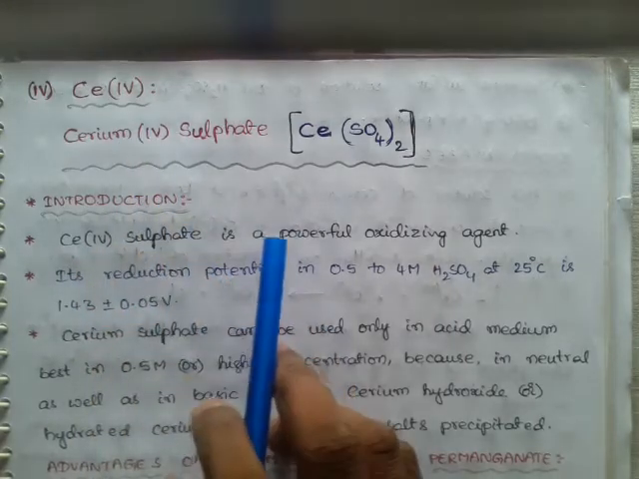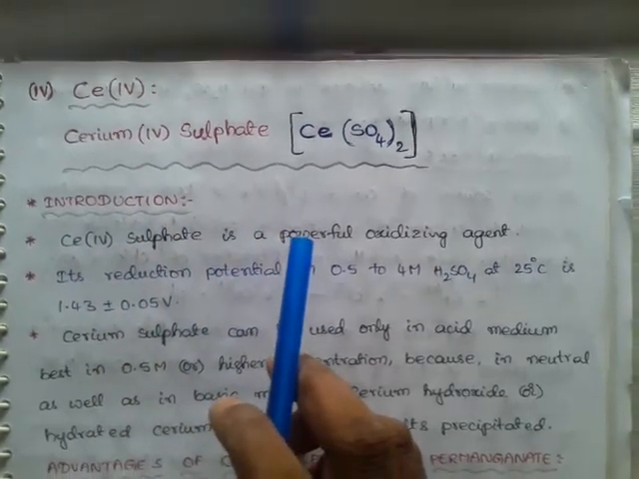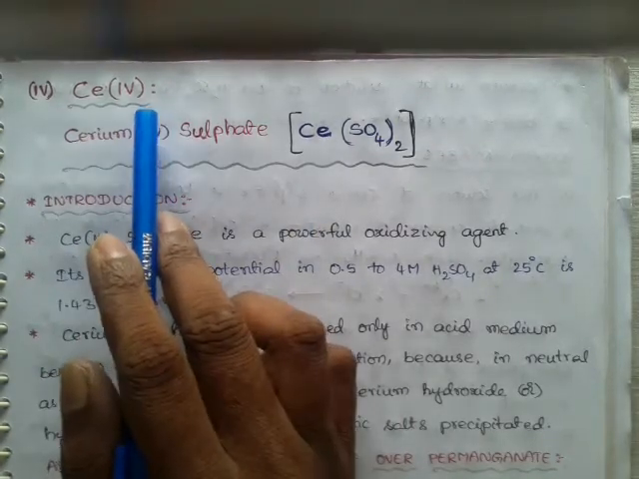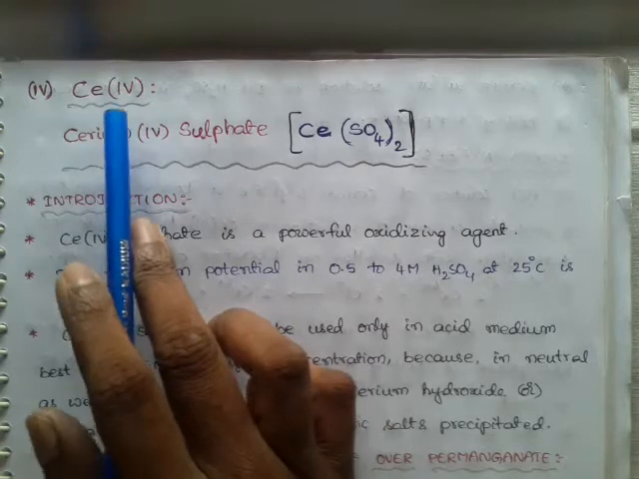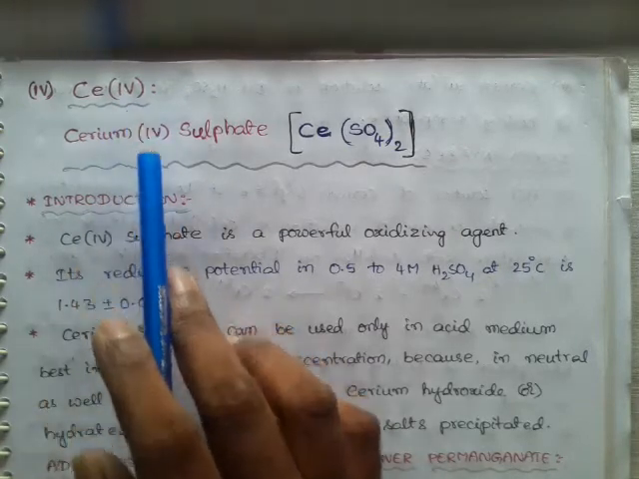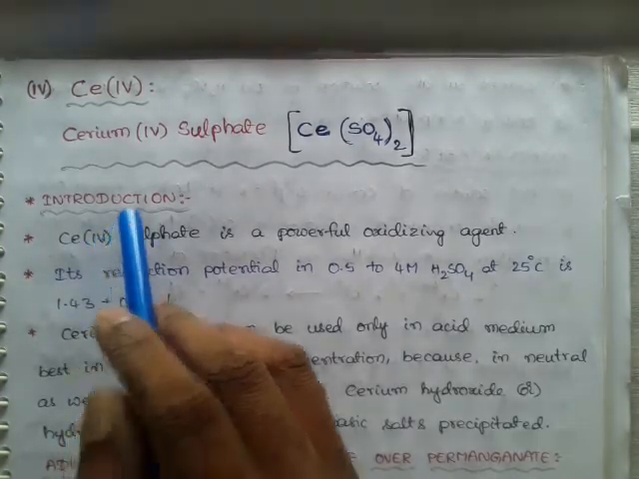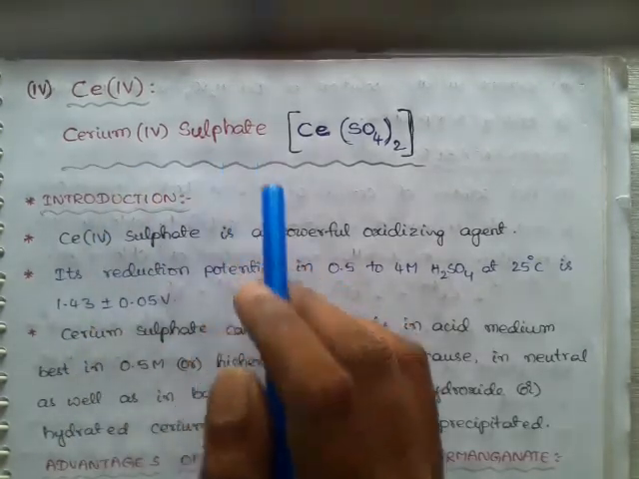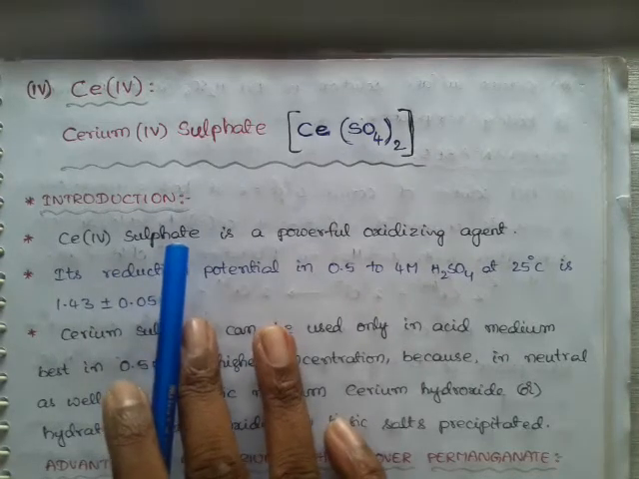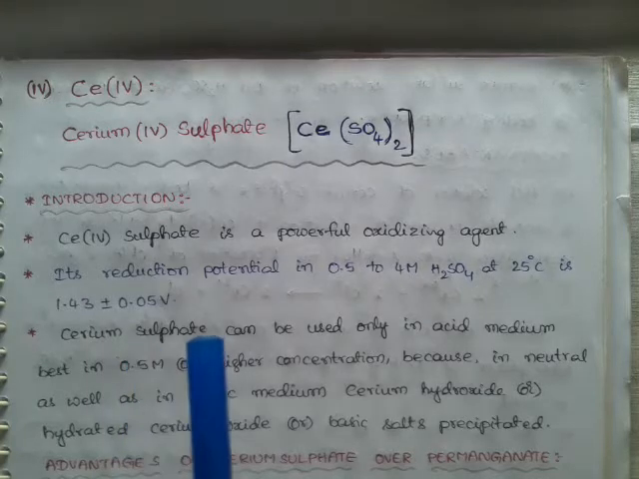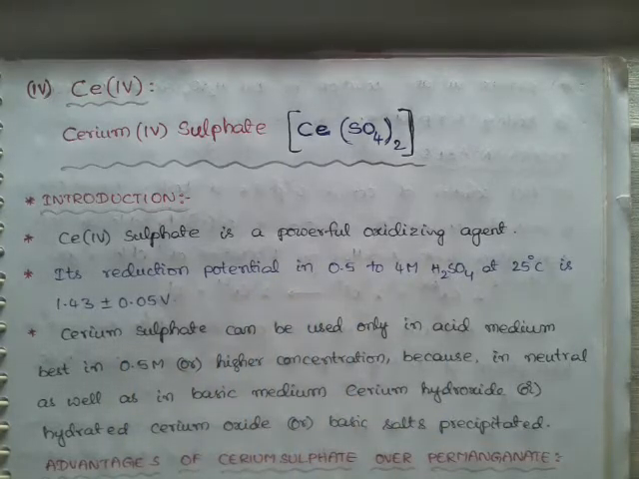In this video I am going to discuss cerium 4 as oxidant. Here cerium 4 is in the form of ceric sulfate. So first of all, before going to any oxidant or reductant system, we need to know about that particular reagent.